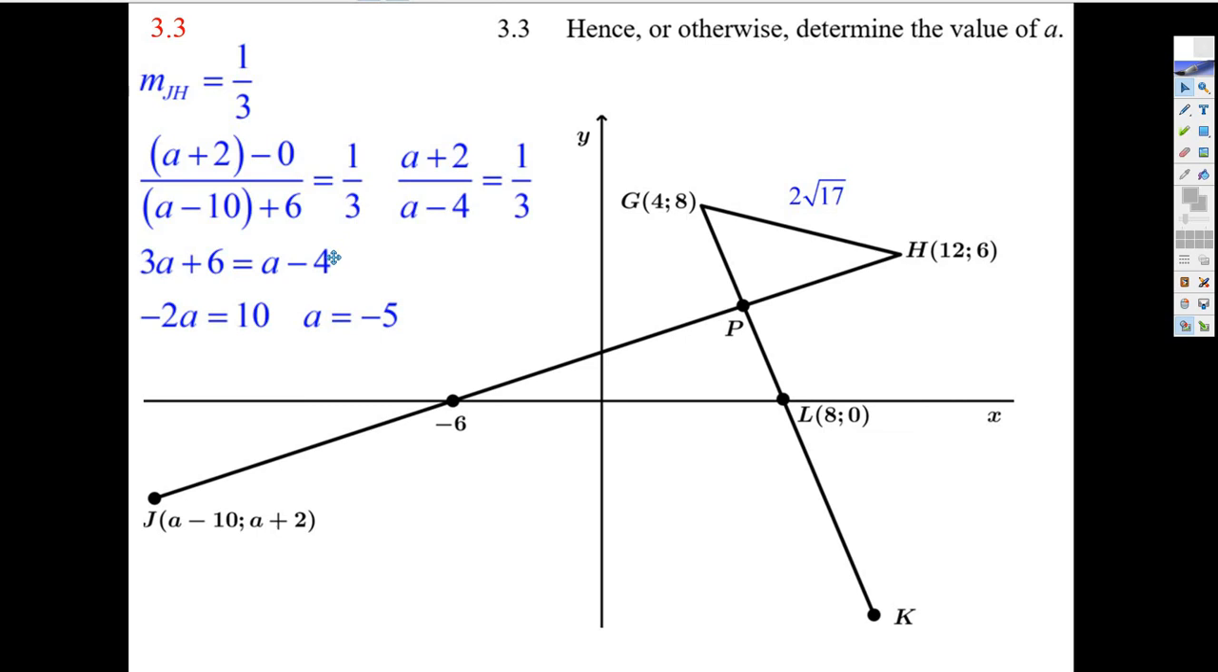But anyways, you divide by negative 2. You get A is minus 5 if you do it carefully. I took away 3A, and I added 4 to both sides, so I got minus 2A is 10, and then A is minus 5. Well, that's the answer. A is minus 5. Okay, I think that's enough for that first part.